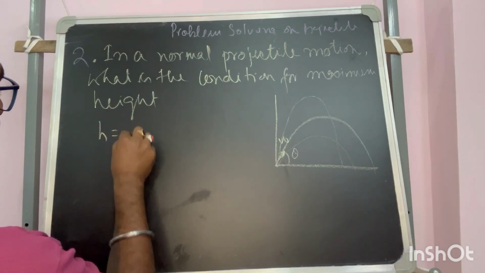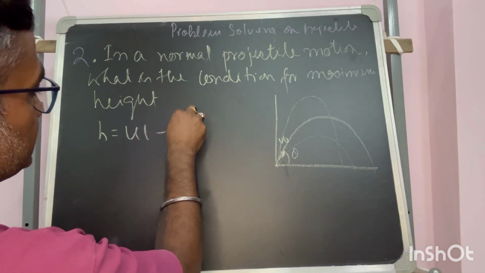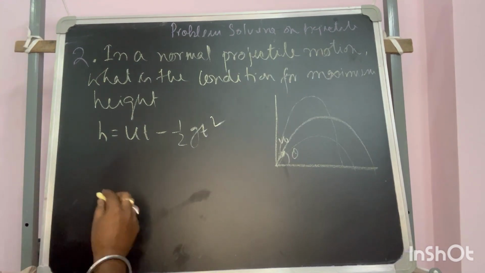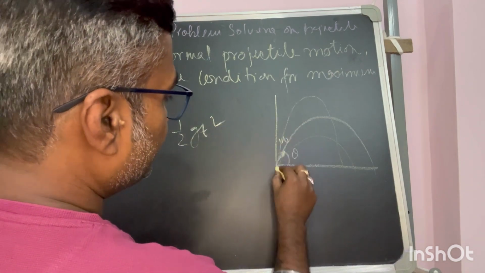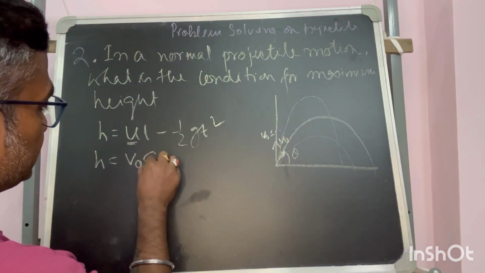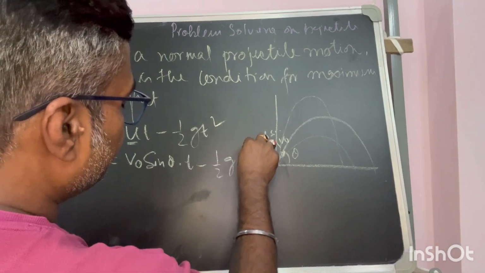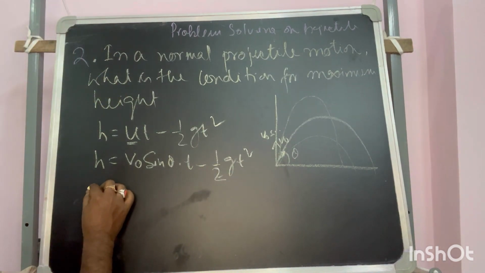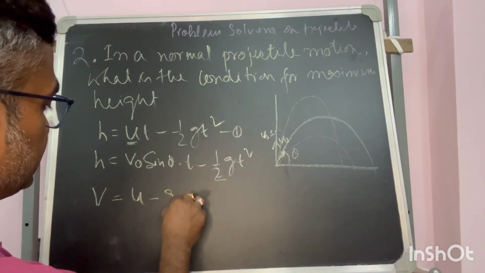So what I have seen, height is equal to, we know that is ut minus half gt square for any motion against gravity. Now here, if I put height is equal to, what is u? This is v0 sine theta. So v0 sine theta I will put here into t minus half into gt square. This will be the case. But again, v is equal to u, this is the first equation that I will use, and I will put it minus gt.